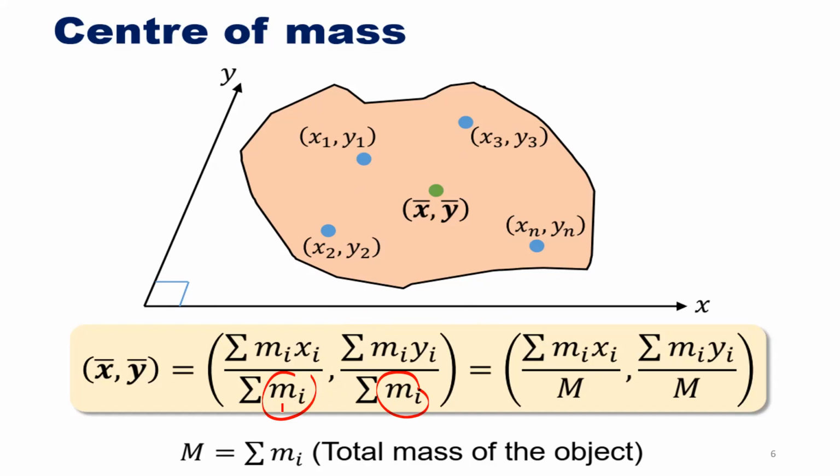The total mass here is m1 plus m2 plus m3 plus m4, and so on, for every single point of the object. Eventually that gives you the total mass of the object, and you divide by it. So that gives you the mean for x and the mean for y. Finish. And by the way, capital M is the symbol we use for the sum of all the masses, which is the total mass of the object.